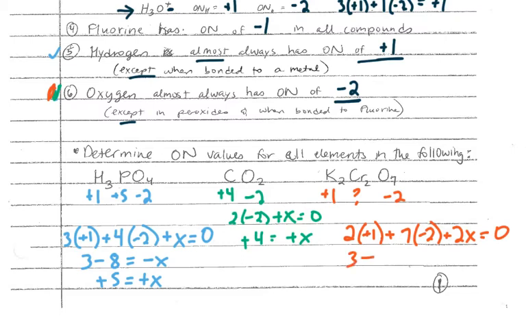So 3 minus 14 equals -2X. And, 3 minus 14, sorry, 2 times 1, not 2 plus 1. Okay, so 2 minus 14 is -12. Negative 12 equals negative 2X. Divide both sides by negative 2. And we get X equals 6. So the charge on this chromium is plus 6 on each of those chromiums. There's 2 chromiums. And I keep saying the charge. The oxidation number is plus 6.